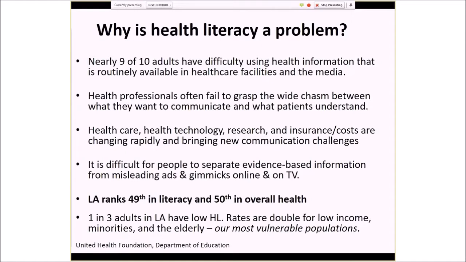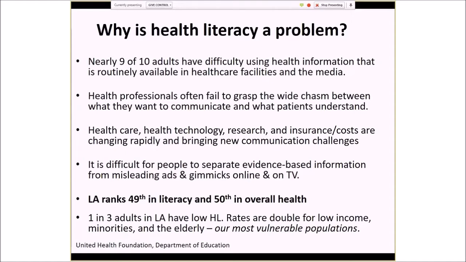It's difficult also for people to separate evidence-based information from misleading ads and gimmicks online and on TV. I recently came back from a National Academy of Medicine meeting on health literacy in adolescents, and apparently adolescents get a lot of their information from YouTube. And is it accurate? Is it evidence-based?